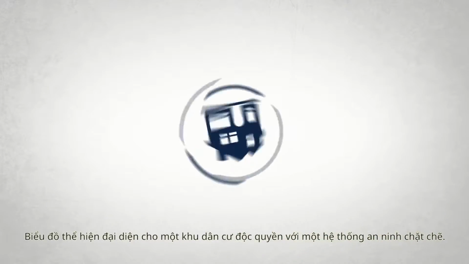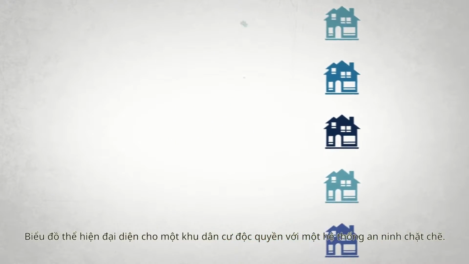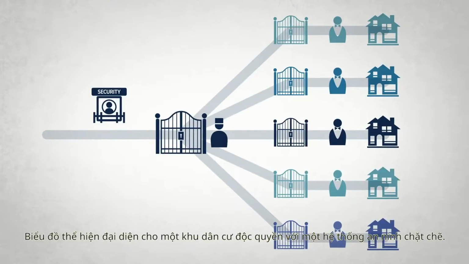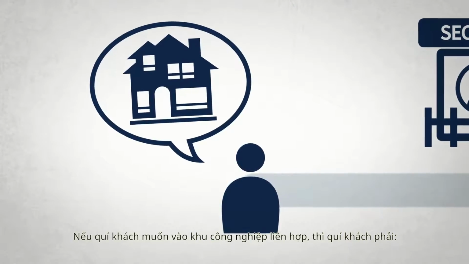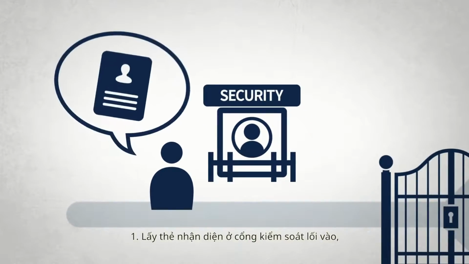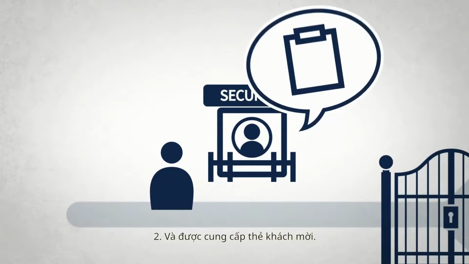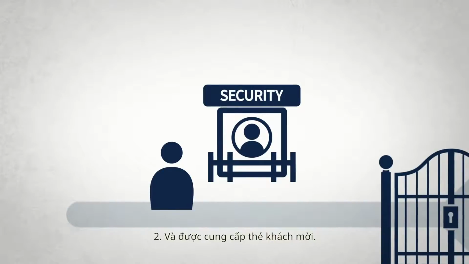The diagram shown represents an exclusive residential complex with a tight security system. If a visitor wishes to enter a villa in the complex, the visitor must: 1. Get an ID check from the entrance control post. 2. Be given a visitor's pass.